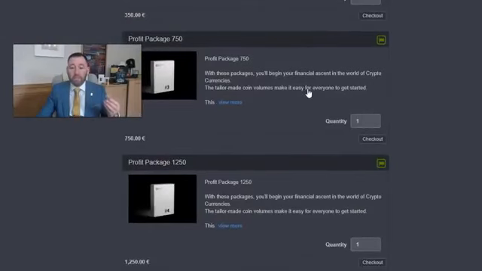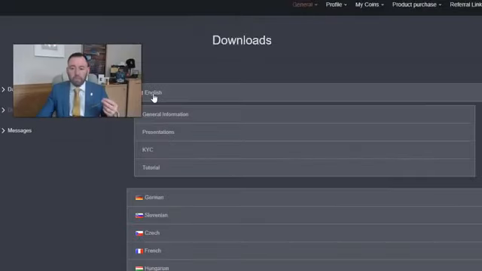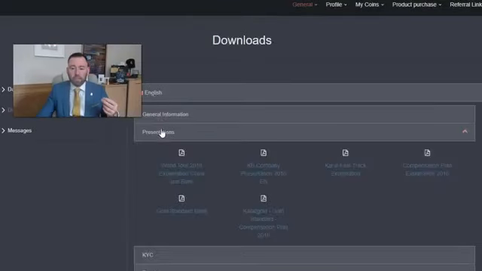Now to make it easier, we do have a PDF in the downloads section. If you go to general and go to downloads, open up the download section here, go to English and you'll see presentations. Underneath presentations, you'll see the Karat Gold Gold Standard Compensation Plan 2019. That's the one that you want to read. That is the compensation plan for 2019.